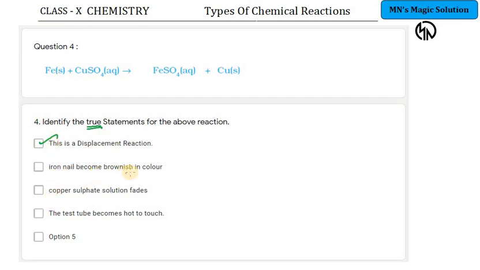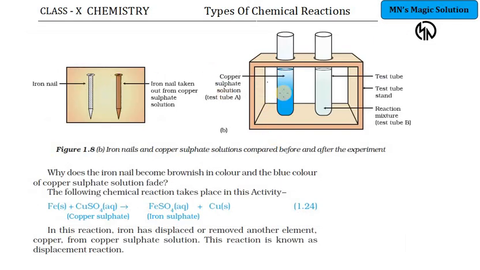Iron nail becomes brownish in color. Why should it become brownish in color? See, regarding the second point, iron nail becomes brownish in color. Third point, copper sulfate solution fades. These are all color changes. Let us check out our textbook for this matter. See, this is the activity. So what happens when you place an iron nail inside a test tube which has got copper sulfate solution?